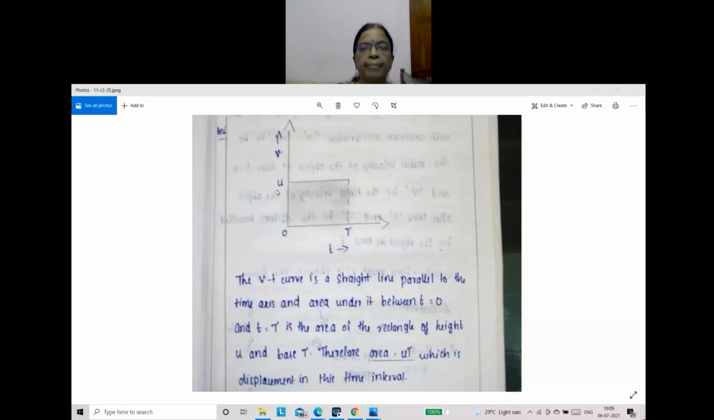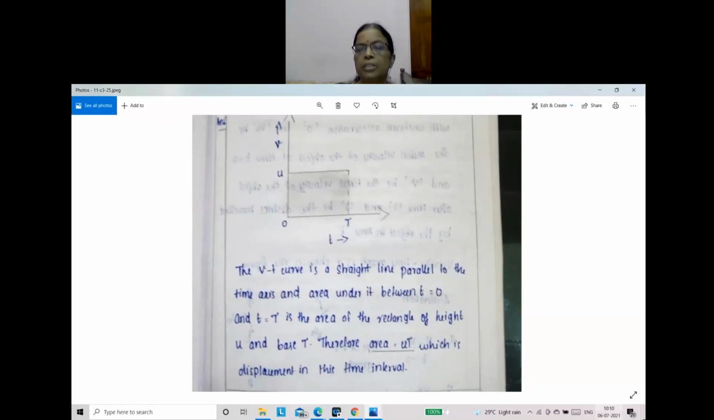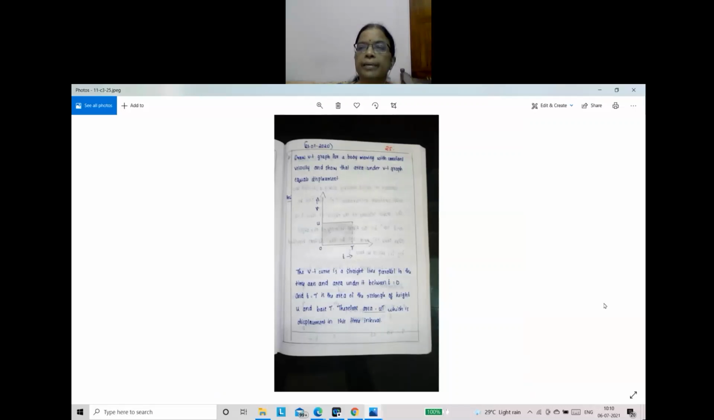And we know when a body moves with uniform velocity, velocity into time will give the displacement, u into t. So the area under the graph is u into t, that is the displacement traveled by the body. So when a body moves with uniform velocity, we can find displacement: velocity into time will give the displacement. From the graph, we just find the area under the graph. Area under the graph will give the displacement. Okay.